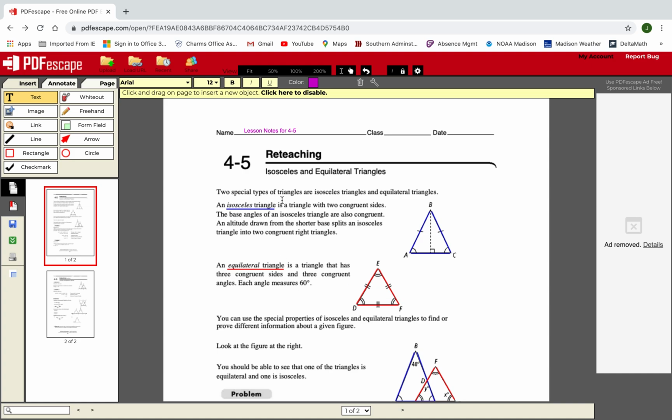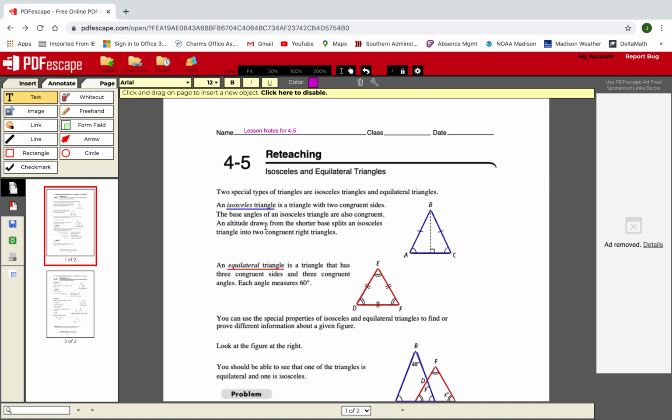So this says that two special types of triangles are isosceles triangles and equilateral triangles. An isosceles triangle is a triangle with at least two congruent sides. The base angles of an isosceles triangle are also congruent. So basically, if two sides of a triangle are congruent, then the angles opposite those sides are also congruent, and that works in the reverse. If two angles of a triangle are congruent to each other, then the sides opposite those angles are also congruent.